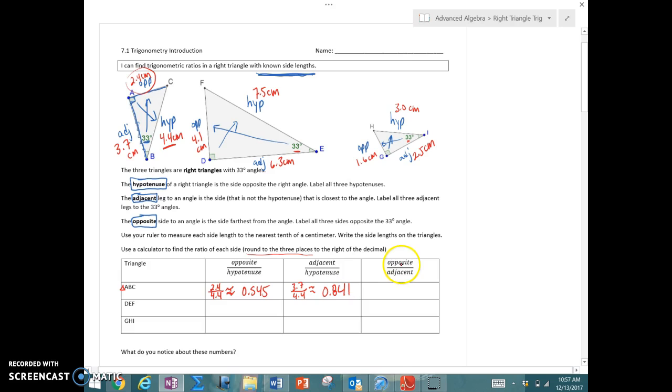0.841. And finally, from that same triangle, I'm finding opposite over adjacent. The opposite we said was 2.4. The adjacent length was 3.7. Type it in my calculator, and I get 0.649.